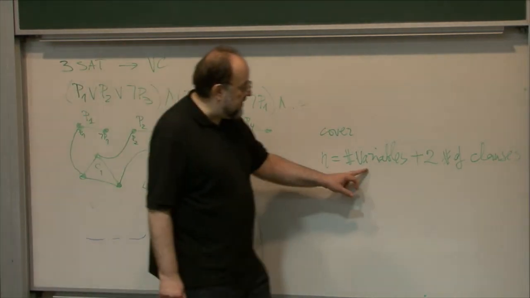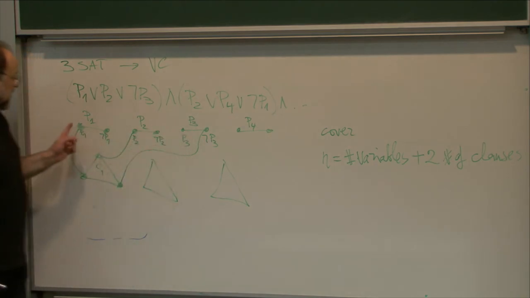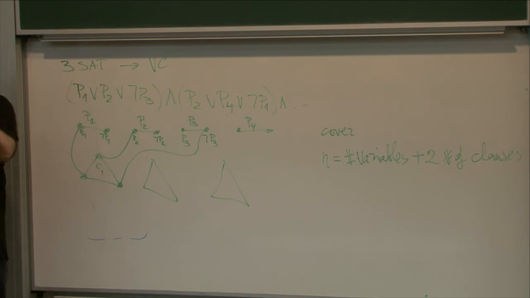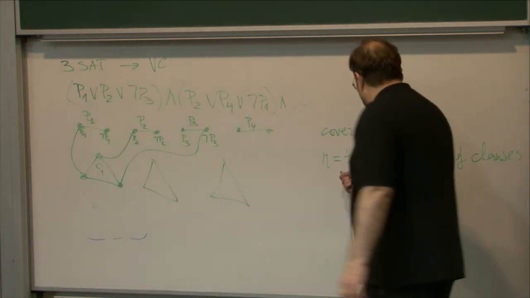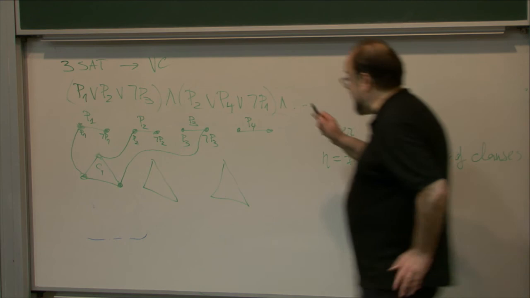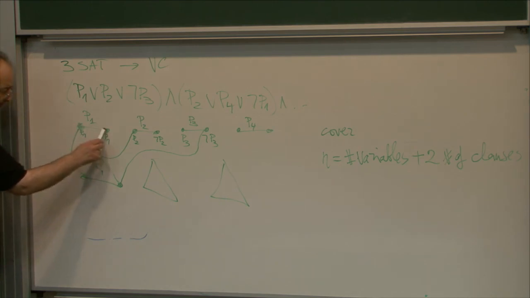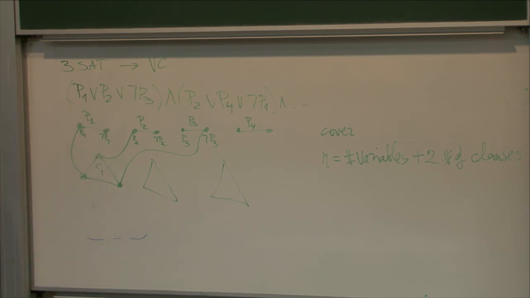If this is the bound, right? We have as many letters as we have. This is how many segments we have. And each segment has to have at least one vertex covered, right? On the other hand, among these triangles, we have these three edges, so at least 2 vertices have to be colored, right? But this means that if there is a vertex cover not exceeding this number, this will happen actually just in case every triangle got precisely 2 points colored, and every segment got precisely 1 end colored.